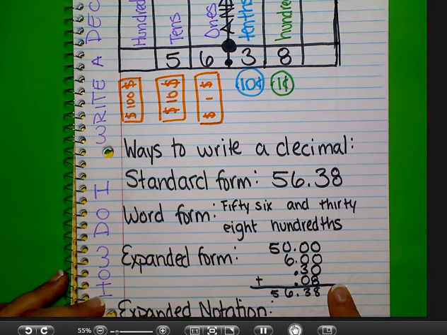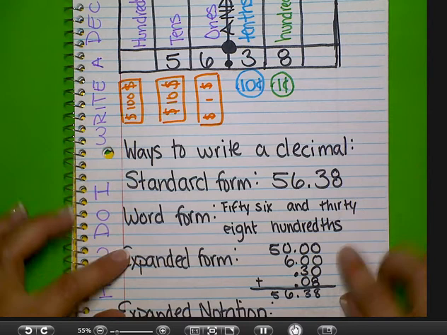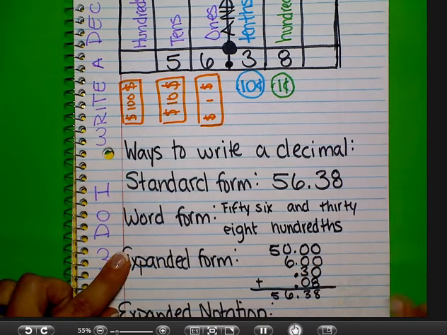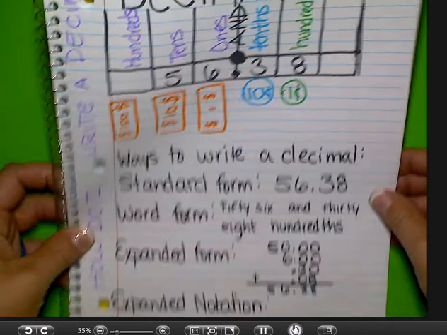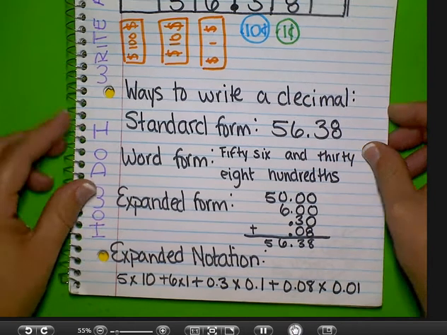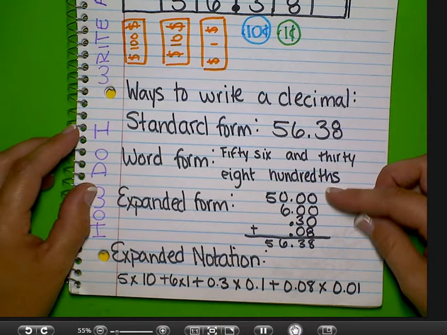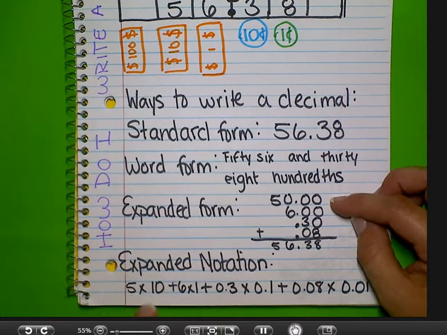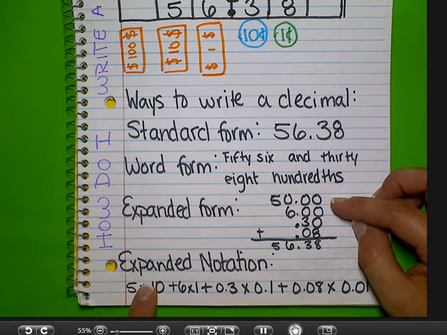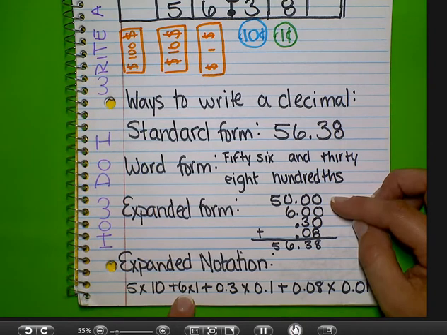Who would have thought? But expanded form is the place value, and now what we're going to do is take the digit, which is the 5, so I'll be writing down here now, and we're going to multiply it by the place value. So the 5 is in the tens place. You're going to add it, because if you subtract it, you're going to be taking away. We don't want to do that. And again, the 6 is in the ones place.